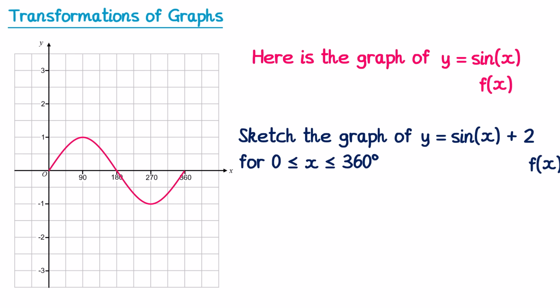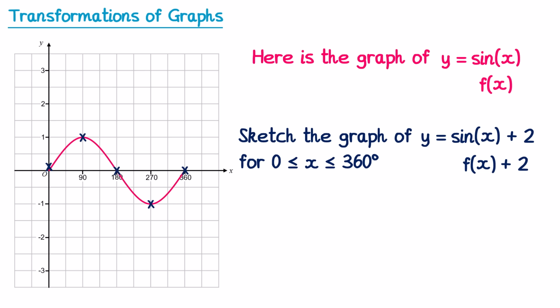In which case, this graph must be y equals f of x plus 2. Since it's the same graph, we've just added 2 to the function. We know that when we add 2 to a function, we translate the graph vertically, and it goes up by 2 units. So all we need to do is mark on all of the key points of the original graph, and then move each of these points up 2 units.